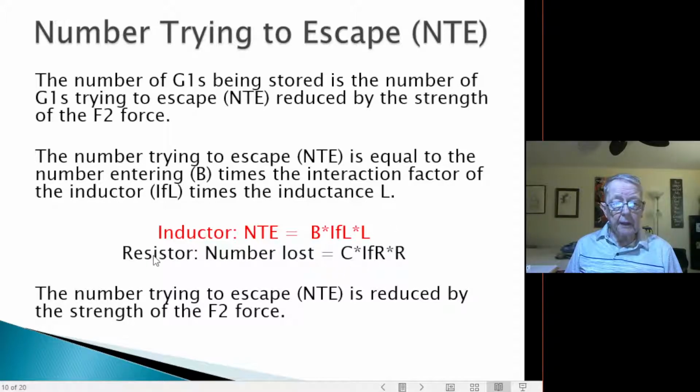But then the number lost in the resistor is similar. You notice this is similar: the number of G1s entering the resistor is C, the interaction factor for the resistor is IFR, and resistance is in kilo, and this is 1 kilo ohm in our example. Again, I do not know what this value is. I've got to play around with it, although I do have a bit of a handle on this one from my DC work. The number trying to escape is reduced by this. See, this is the number trying to escape, B times IFL times L, and it's going to be reduced.